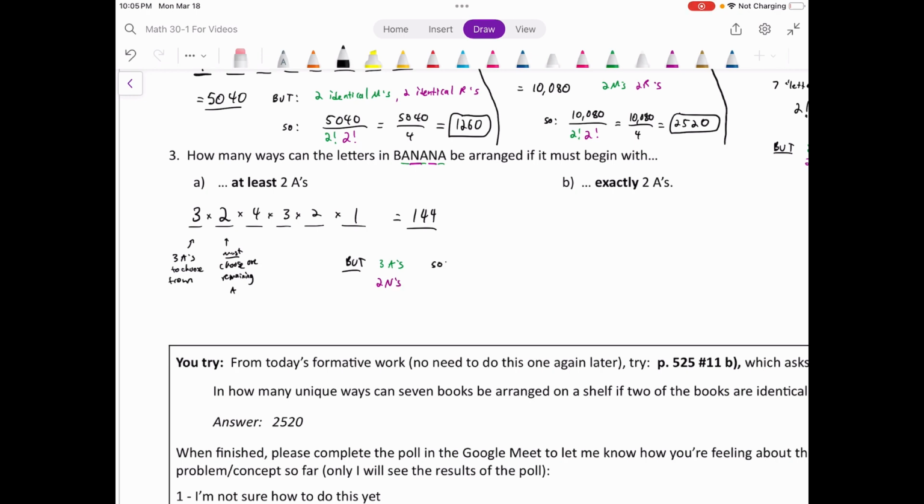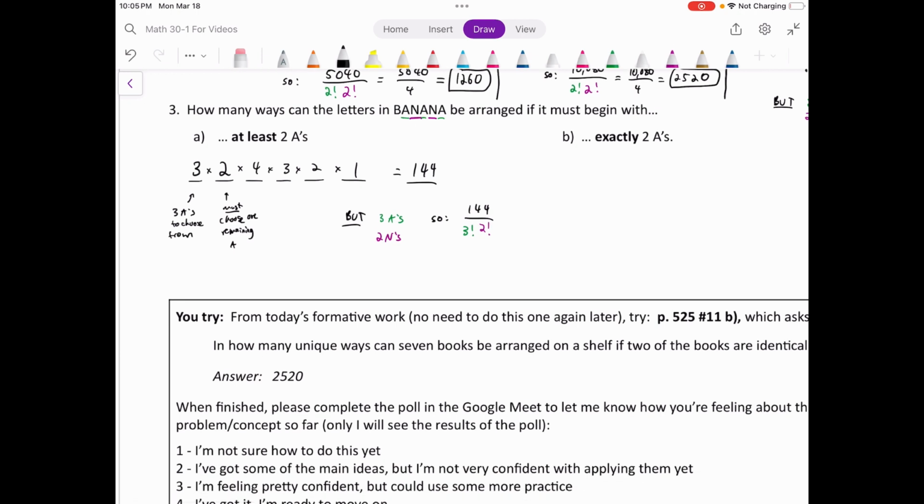So the real answer, the real unique arrangements that you could actually tell apart, is going to be 144 factorial over 3 factorial, 2 factorial, which gives us 144 over 3 factorial, which is 3 times 2 times 1, so 6. 2 factorial is 2 times 1, so 2. So we've got 144 over 6 times 2, which is 12. So there are 12 unique arrangements where they begin with at least 2 A's.